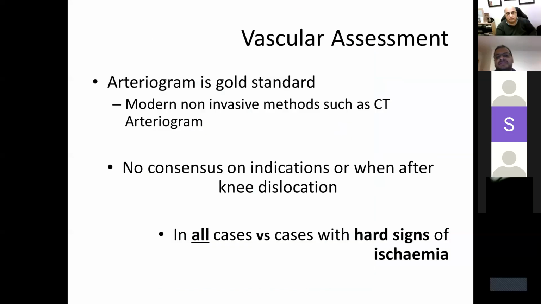Okay, so vascular assessment. The arteriogram is the gold standard. Modern non-invasive methods such as CT arteriogram have shown very high sensitivity and high specificity to pick up arterial injuries in the context of knee dislocation. However, the question is, should we be undertaking angiogram in everybody? Should we be undertaking an angiogram in people with hard signs only, i.e. clinically apparent evidence of vascular injury? Now, often it is not as clear as this, and patients are in between these two extremes where they have no vascular injury or they have absolute vascular injury.